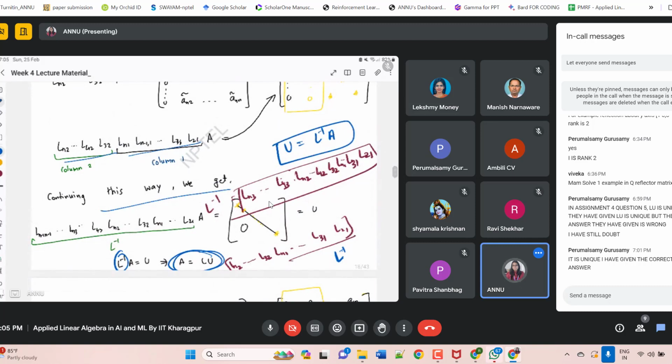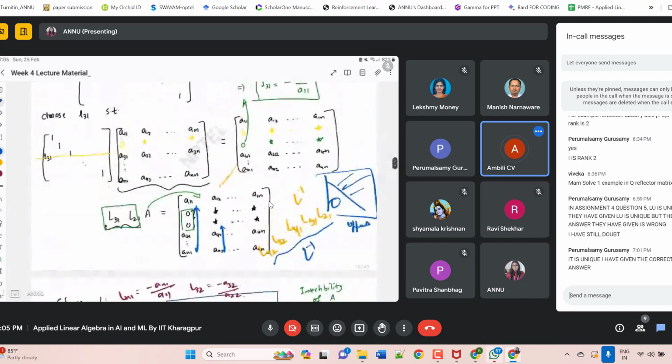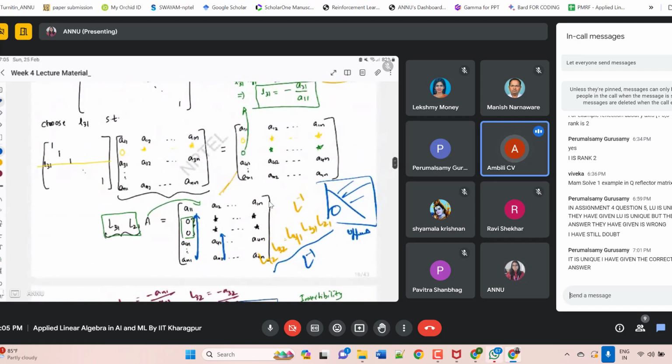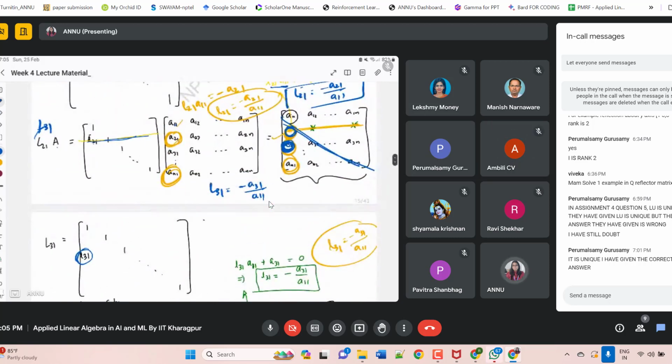Did you get some point? What is LU? Ma'am, actually, what is L21? How can we represent the matrix L21? Only one element, that is the confusion. Other points are clear, but how to represent it? Okay, L21. Let's see.